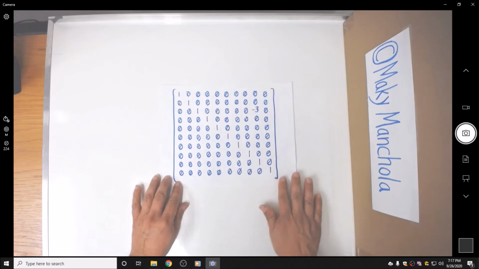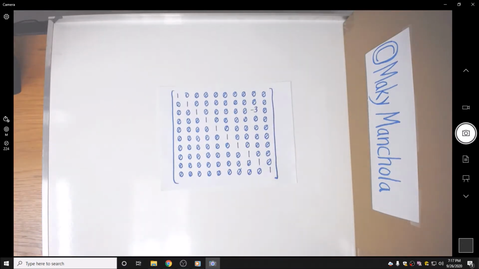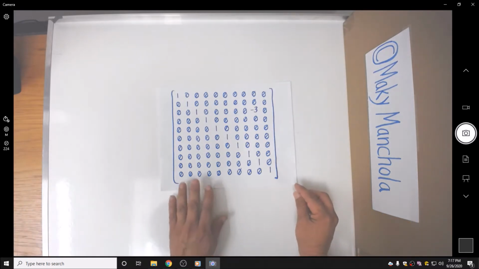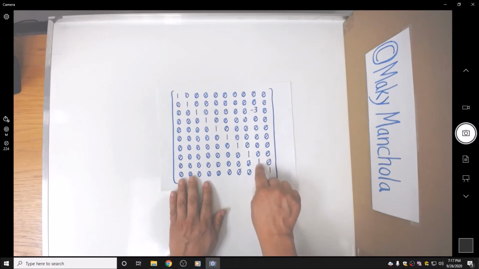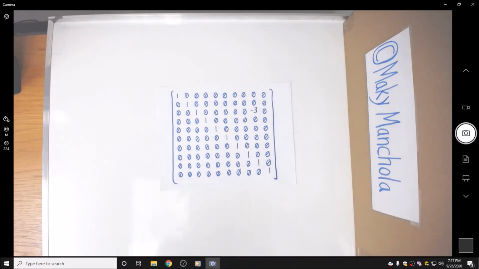One more. Here is another 10 by 10 elementary matrix. This one is a type 3 elementary matrix, and it is obtained by multiplying the 9th row of I by -3 and adding it to its 3rd row.